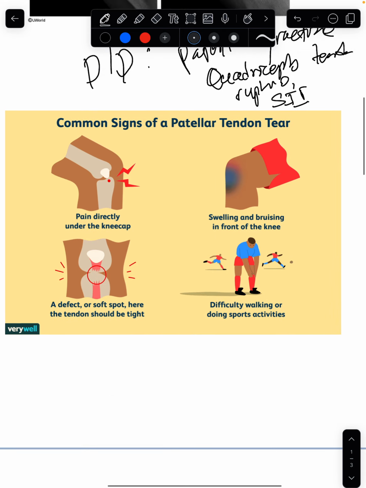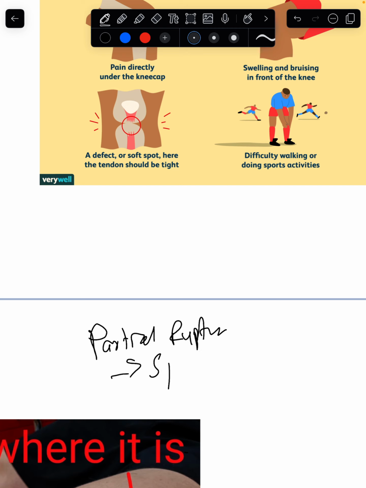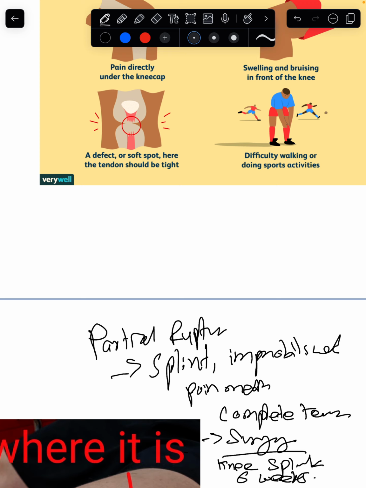So what are the treatment methods? For a partial tear, partial rupture, you can just splint, immobilize, and give pain medications. But if it is a complete tear, then surgery is definitive, and the knee should be put in a splint after surgery for at least 6 weeks.